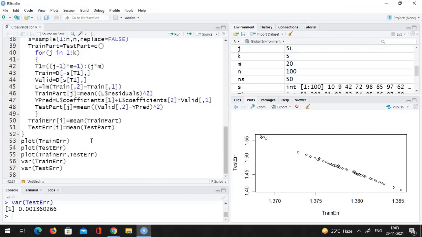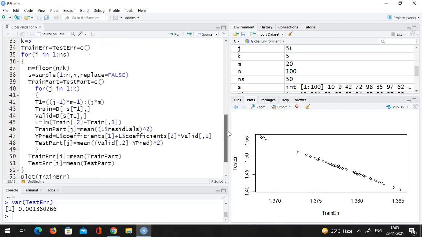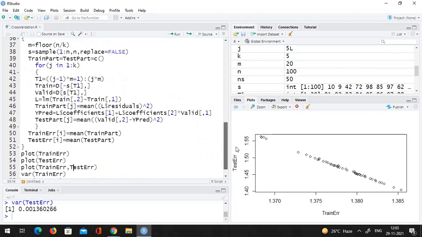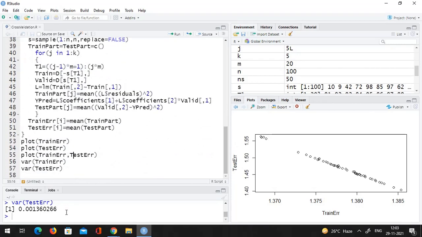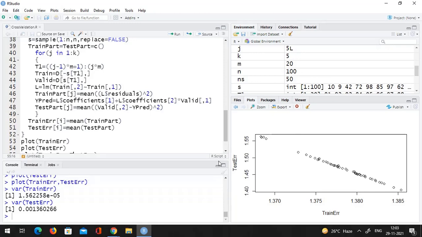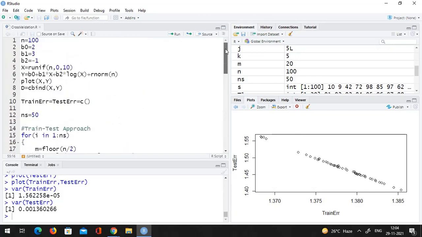Okay, so let me stop here. Homework is you try to write it for tenfold and see if you get further smaller error in tenfold. And then next is leave one out. If you can write for leave one out, that would also be good. Okay, so for today let me stop here.